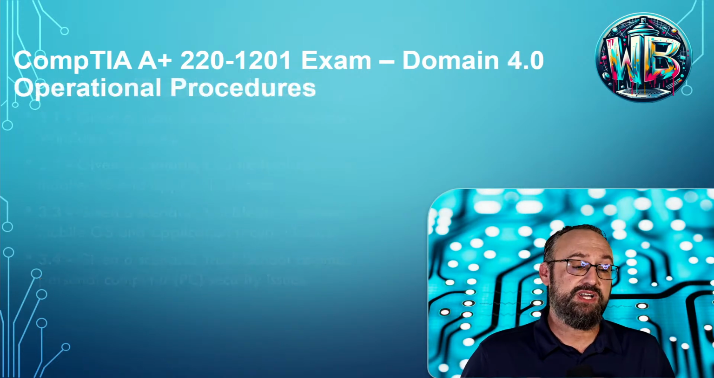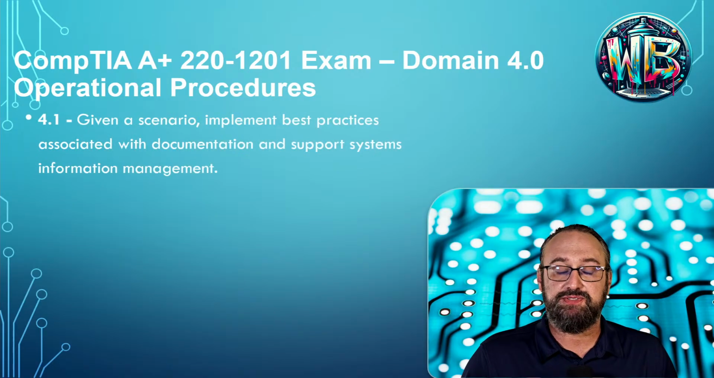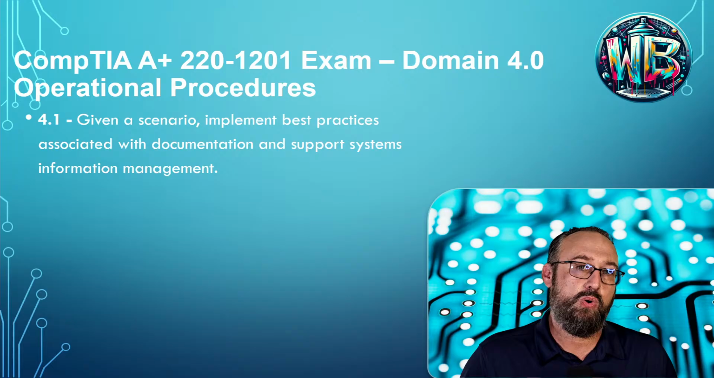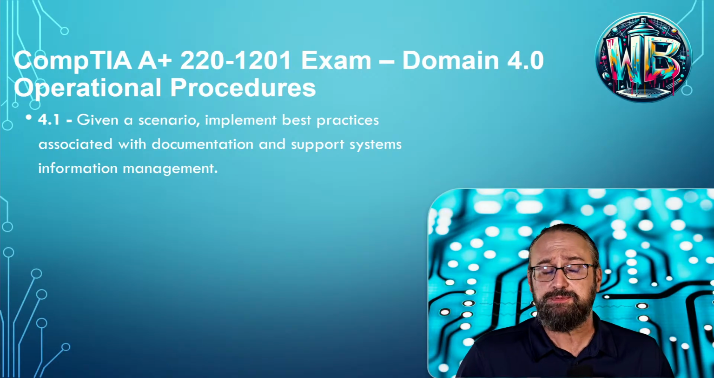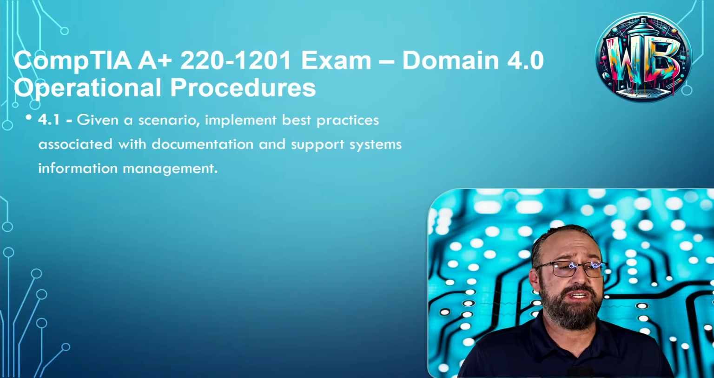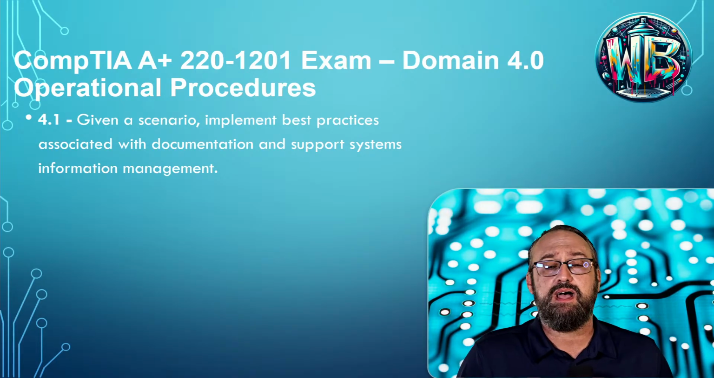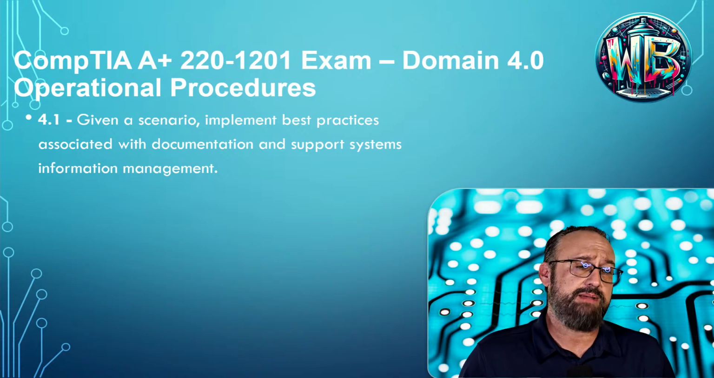And that brings us to domain 4, the last domain, operational procedures. When we look at this, you'll see we have a variety of different things that we need to know here, things like best practices around component handling, asset management, and personnel safety. So in 4.1, a lot about asset management and documentation too. For instance, ticketing systems, a whole variety of different things under asset management, and then some of the types of documents that you might see there too.